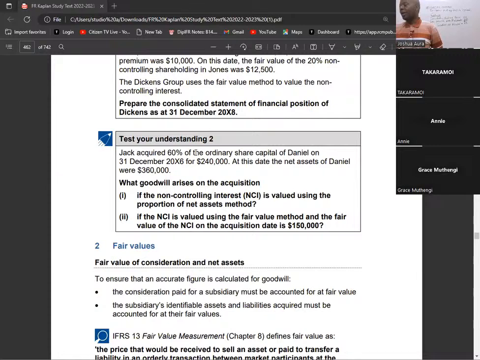Number one, if the non-controlling interest is valued using the proportion of net assets method. Number two, if the NCI is valued using the fair value method, and the fair value of the NCI on acquisition date is $150,000. Here they have introduced something quite important, but I would want us to start with Roman 2.